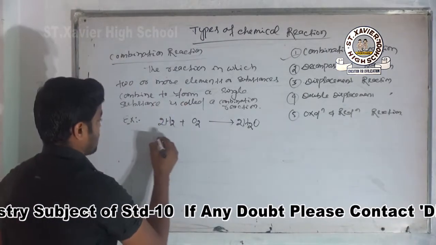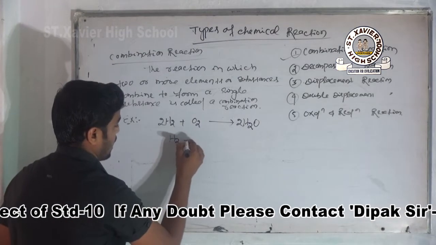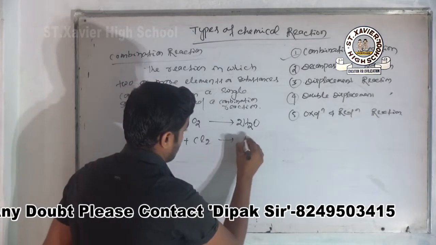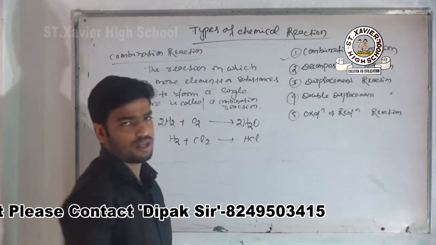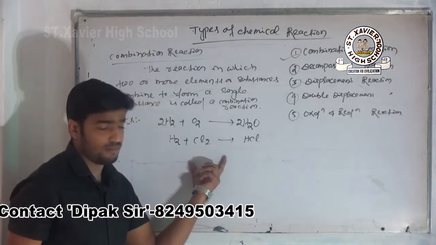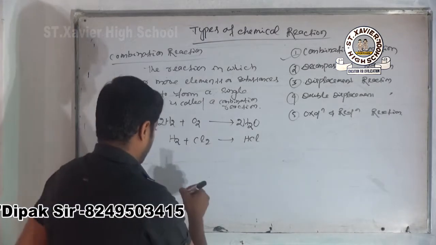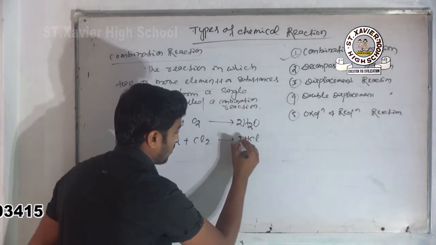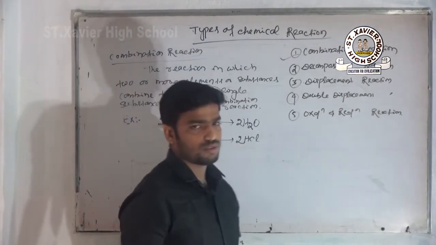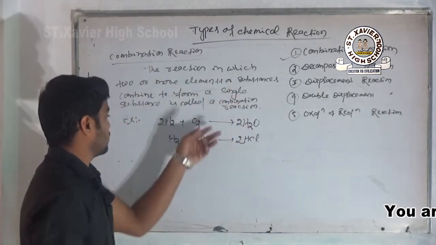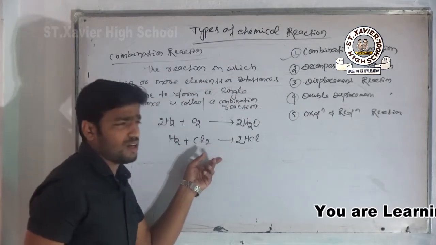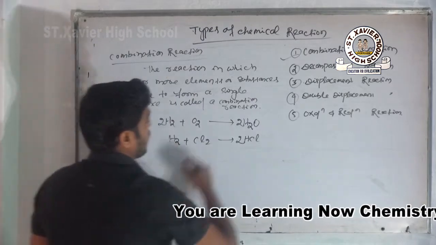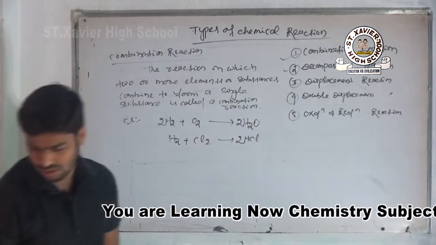Let us take another example. You may also take hydrogen plus chlorine gives us hydrogen chloride. It is also in the unbalanced form. Let us think how it could be balanced. Just multiply 2 here. Now it is in balanced form. So these two are examples of combination reaction. Many examples are there. You may practice. Okay.